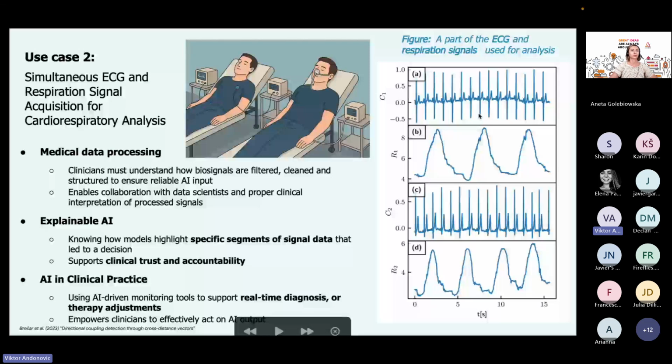So clinicians must understand how biosignals are filtered. They have to have some knowledge and competences in signal filtering and cleaning of data in order to ensure structured and reliable AI inputs, because the devices that will be used, the medical professionals will have to gather data which will then be provided to AI professionals in order to implement and develop the AI system.